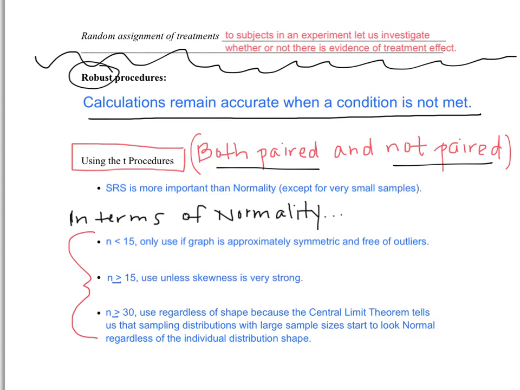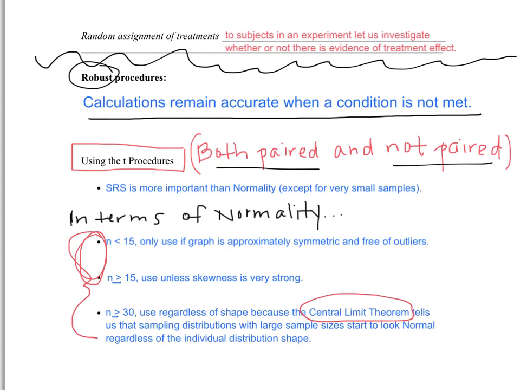We know that if n, our sample size, little n, is greater than or equal to 30, regardless of the shape of the distribution, the central limit theorem is going to tell us that the sampling distribution will start to look normal and our calculations using the T procedures will be accurate. I told you that 30 is our benchmark, and now I'm adding a qualifier to it with these other bullet points, and they're actually just going to allow you to use calculations more freely.